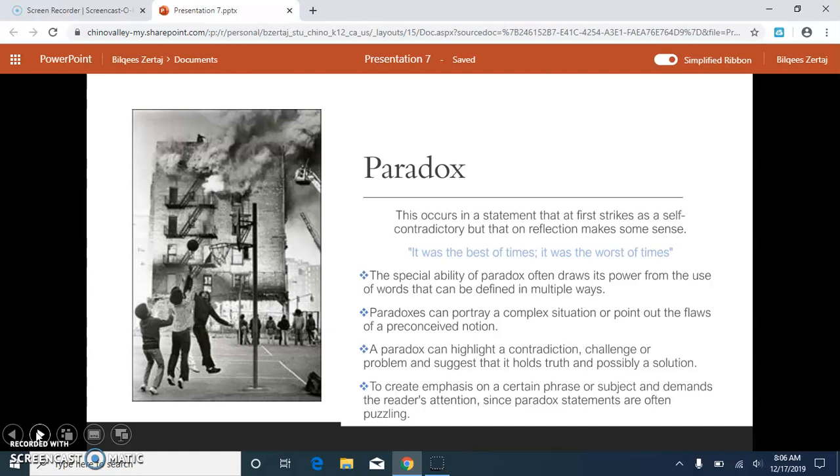A paradox can highlight a contradiction, challenge or find a problem, and suggest that it holds some truth and possibly a solution. To create emphasis on a certain phrase or subject, it demands the reader's attention, since paradoxical statements are often puzzling.